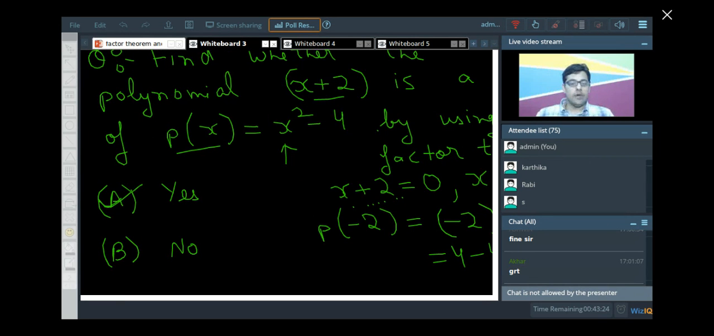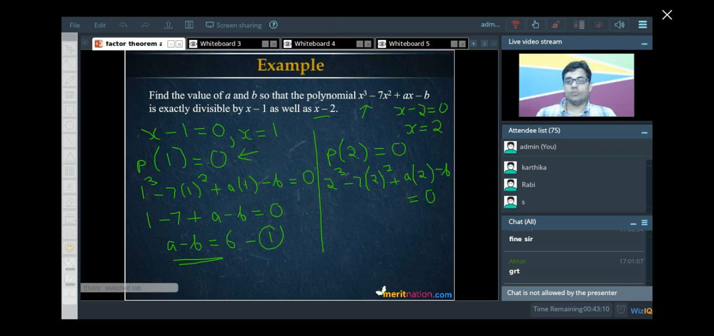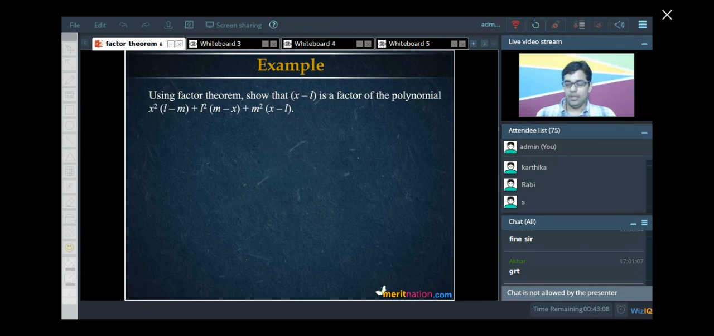Let's see now how many users have the correct answer. Almost 82% users have given the correct answer for this question. Okay, thank you for your answer. Now, moving on to the next question. The next question is here. The example is using the factor theorem.